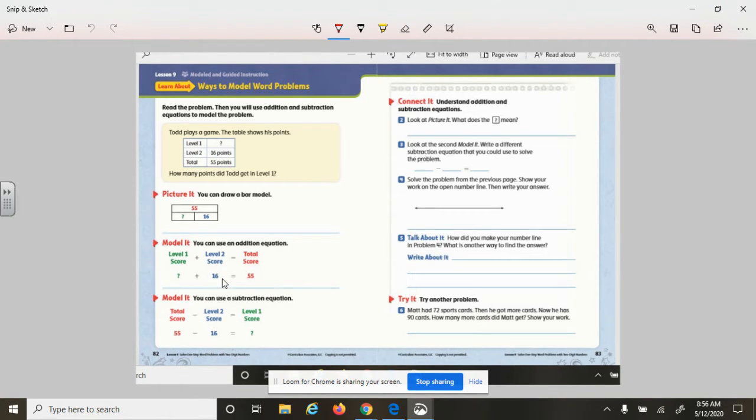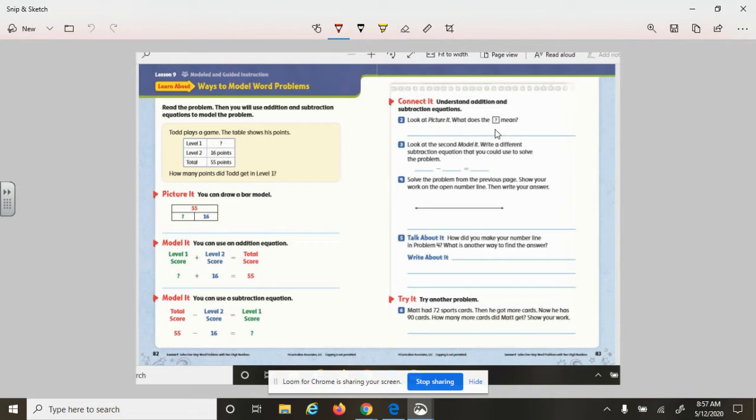These are our two add-ins, a missing number plus 16. You can also flip that around and say 16 plus something equals 55 because remember, in addition, the add-ins can go in any order. Another way that you could model this is using subtraction. So you could start with your total. You can start with your whole, which is 55, take away the part of 16, which was what he scored in level two, and then see what you have left for level one. So either way that you do this is okay. You can add or subtract to find what this missing part is.